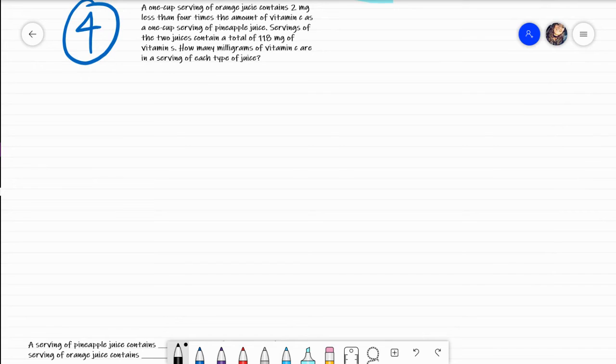Okay, y'all. So here's an example of the wordy problems I was telling you about. So it says that a 1 cup serving of orange juice, juice is spelled wrong, contains 2 milligrams less than 4 times the amount of vitamin C as a 1 cup serving of pineapple juice. Servings of the 2 juices contain a total of 118 milligrams of vitamins. How many milligrams of vitamin C are in a serving of each type of juice?